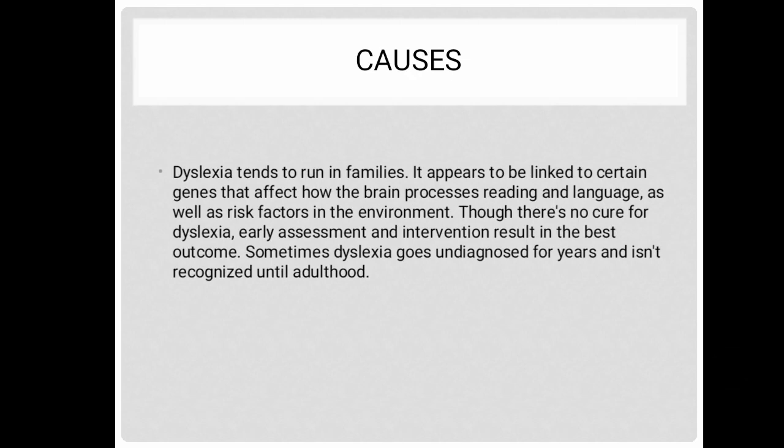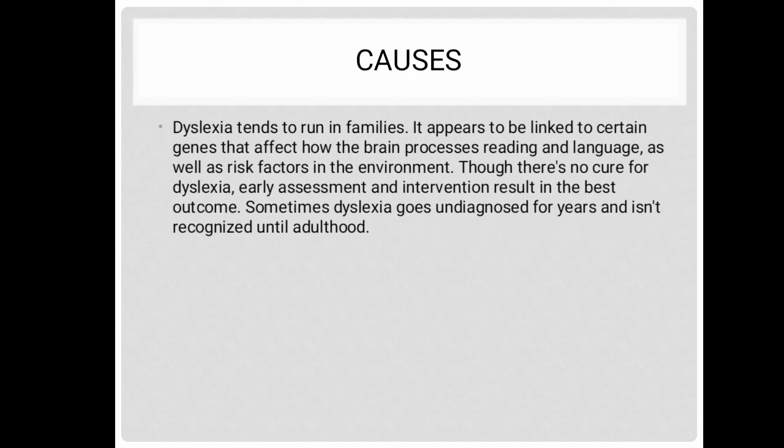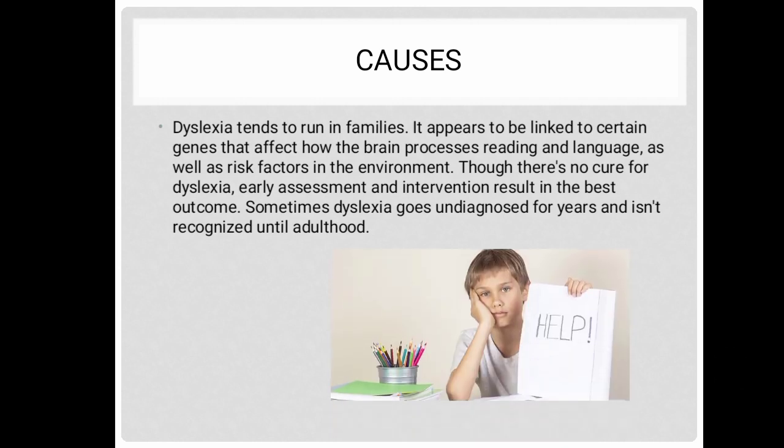According to research, dyslexia tends to run in families. It appears to be linked to certain genes that affect how the brain processes reading and language, as well as risk factors in the environment. Though there's no cure for dyslexia, early assessment and intervention result in the best outcome. Sometimes dyslexia goes undiagnosed for years and isn't recognized until adulthood.